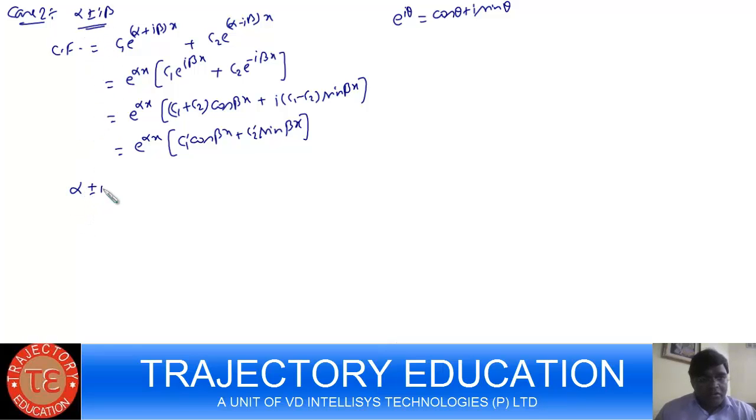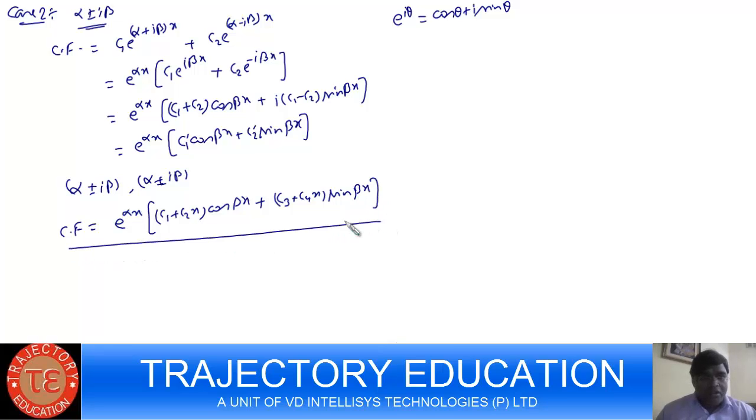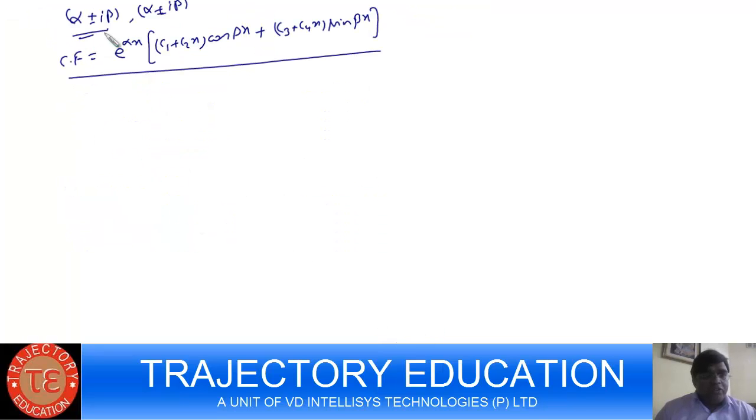Suppose these roots are also repeated twice. In that case your complementary function is going to be e to the power alpha x, c1 plus c2x, cos beta x, plus c3 plus c4x, sin beta x. This is going to be the complementary function.